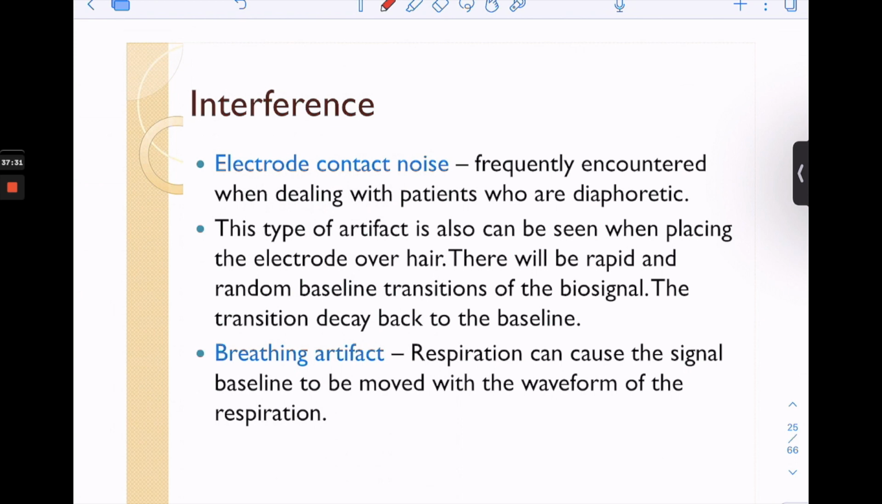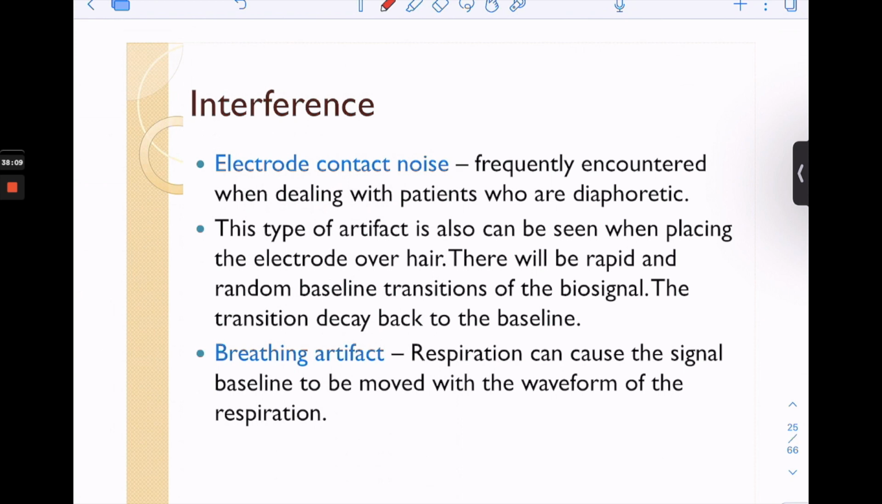And this type of artifact can also be seen when placing the electrodes over hair. This will be a rapid and random baseline transition of the signals. The transition decays back to the baseline. So usually when we do the EEG measurement, we stick the electrodes to the hair, to the head. So the hair will have this kind of artifacts.